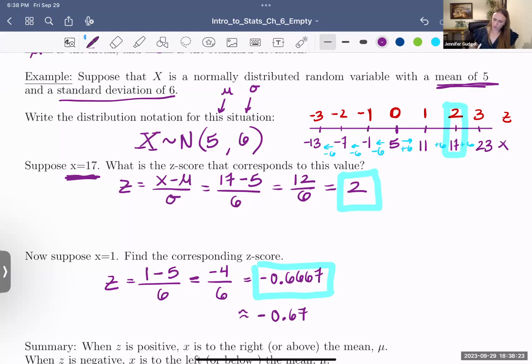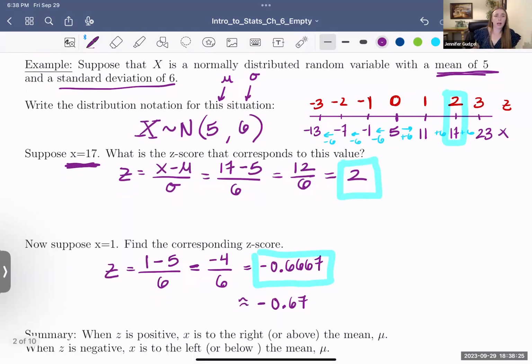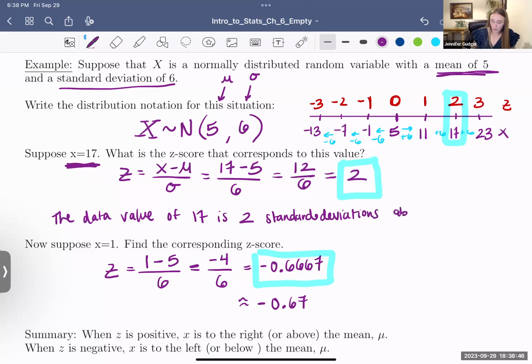I didn't write it before, but let's actually describe what this is again, just to remind you what a z-score is. This means that the data value of 17 is 2 standard deviations above the mean because it was a +2 z-score.